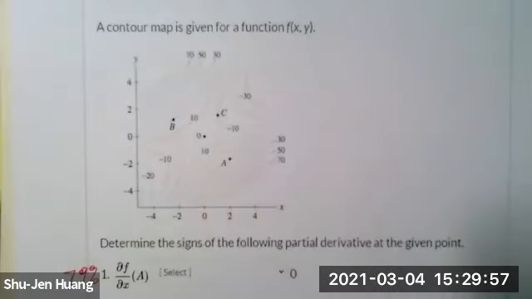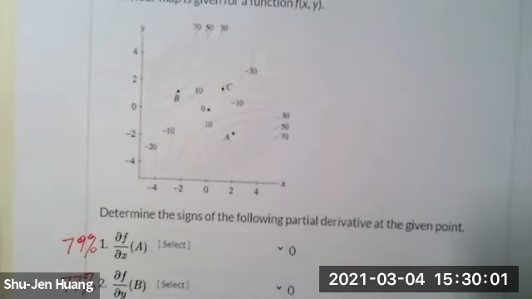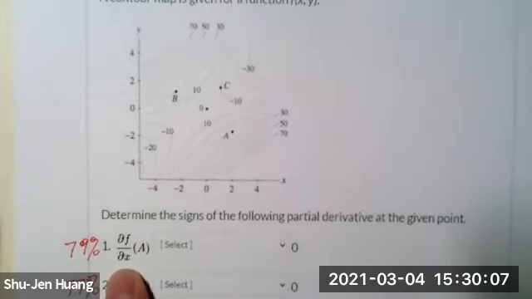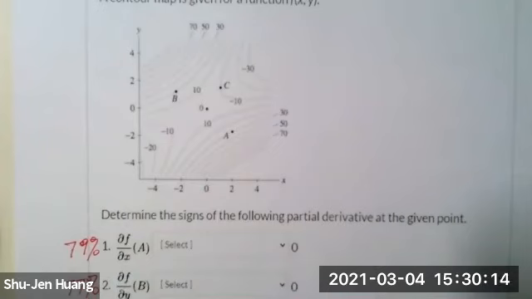And let's move on to question 18. Question 18 gives us the contour map, and we want to determine the sign for the partial derivative. So the first one is the partial derivative with respect to x at the point A. When we take the partial derivative with respect to x, which variable are we holding constant, x or y?